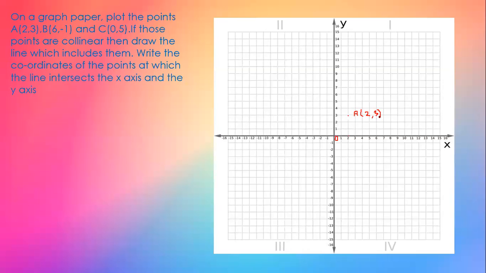Close the bracket. The next point is point B and the coordinates are 6, -1. So on the x-axis, we can see 6 here and on the y-axis, we can see -1 here. Okay. So the point will come over here. Just put a dot and then write the name of the point B. Write the coordinates also 6, -1.